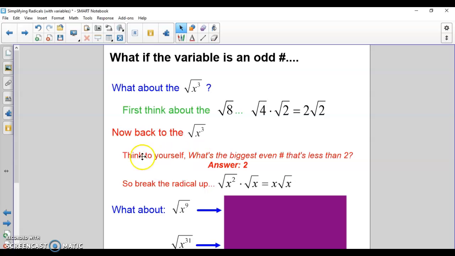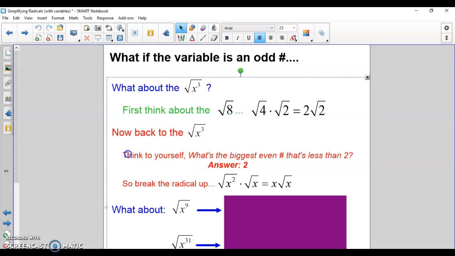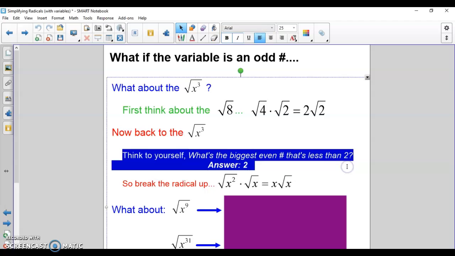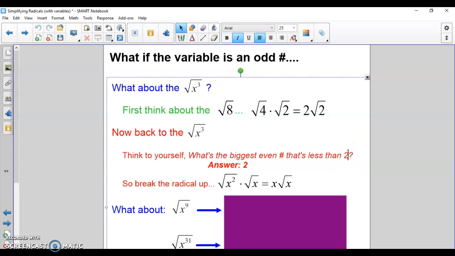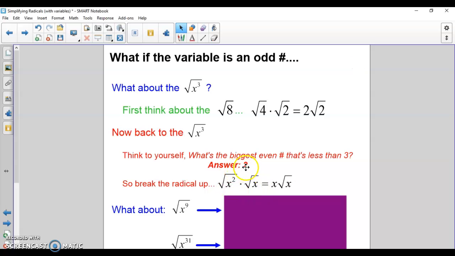So we're thinking to ourselves, what's the biggest even number that's less than 3? The answer is 2. So I break up the radical. X cubed gets broken up into x squared and x. So square root of x squared and the square root of x. Square root of x squared is just x. Square root of x we can't do anything with, so that is your answer.